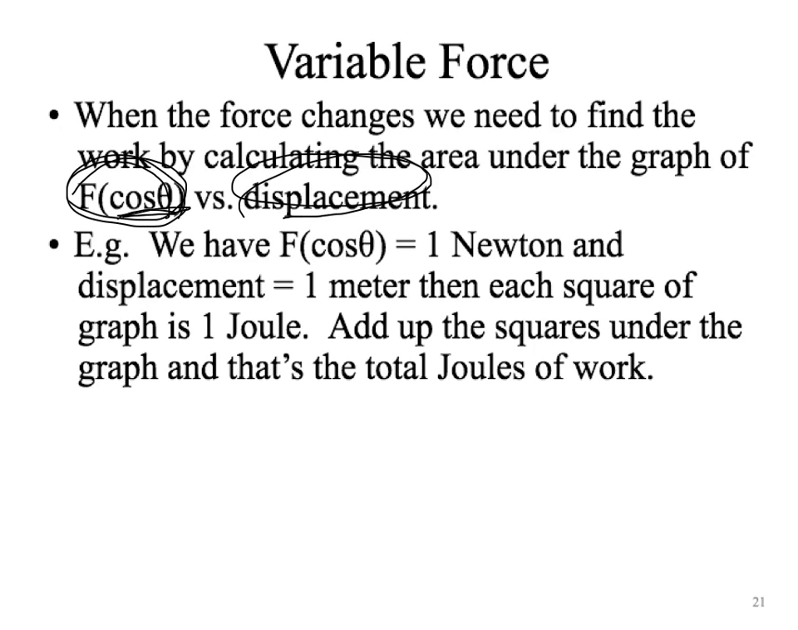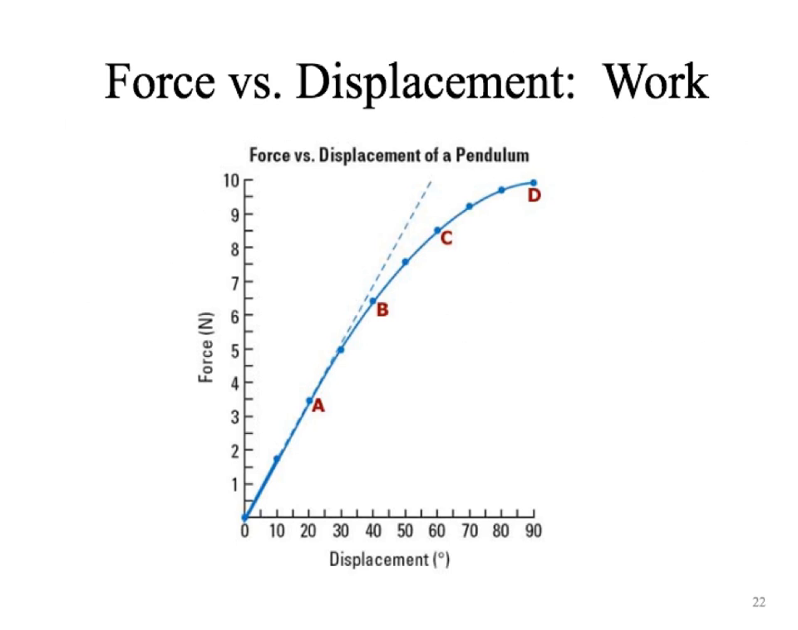and that is the work. So for instance, if we keep the force at 1 Newton and the displacement at 1 meter, every box, every square is going to be 1 joule. And we add up the squares under the graph, and that's the total joules of work. So as an example here, I might take 10 meters of displacement, 1 Newton of force, and that doesn't take up the whole square, so it might take half of that, all right?